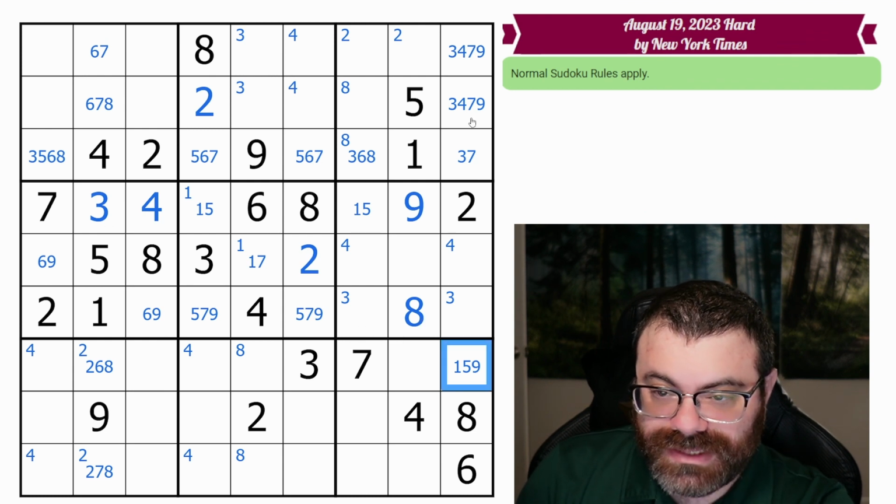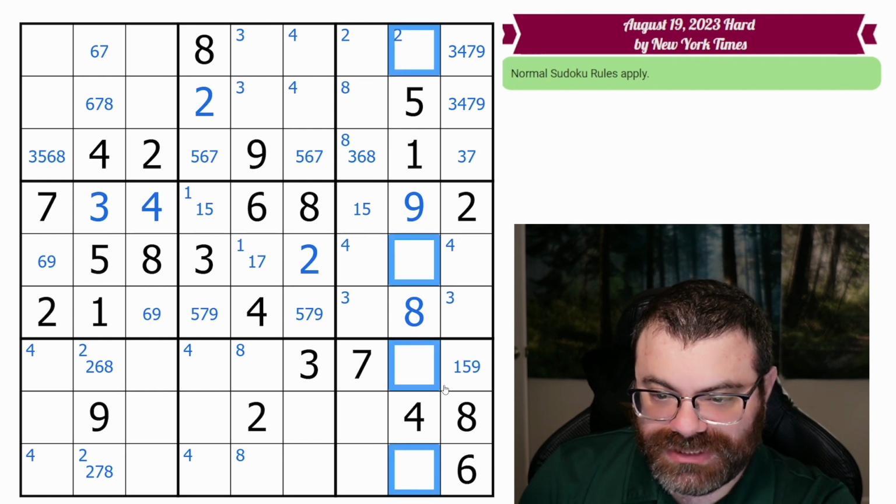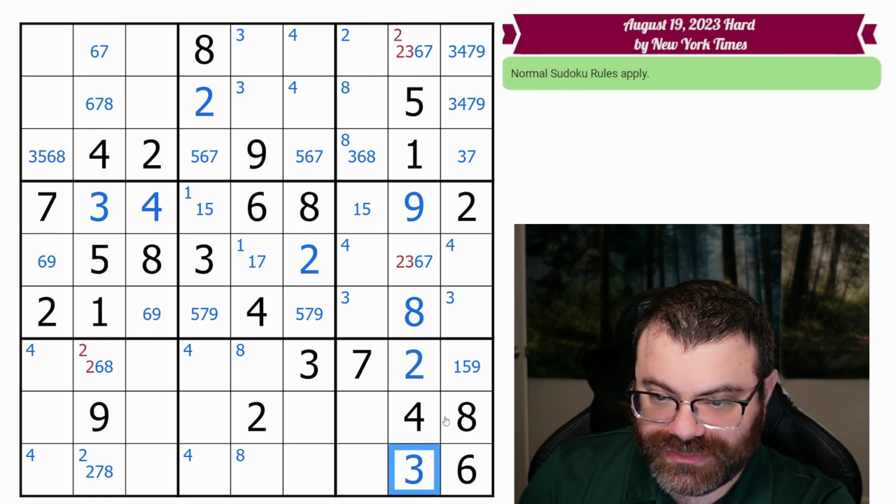So this column needs a 9, which is here. I'm really looking for something. Okay, there's only 4 left in this column, so let's fill that. We need a 2, 3, 6, and 7. Ooh, I found a naked single. It's this one. This can't be 3, 6, or 7. So this is the 2. That makes this the 3.